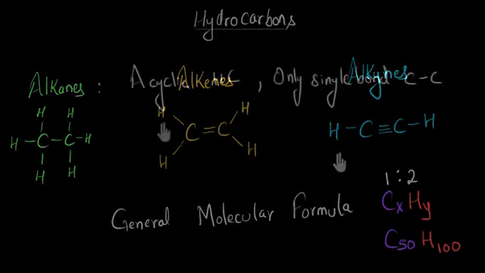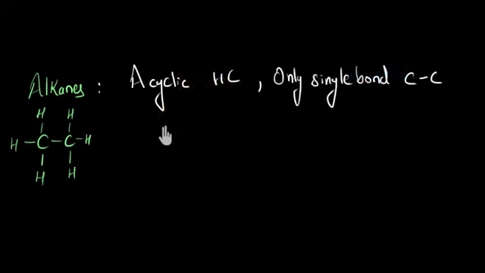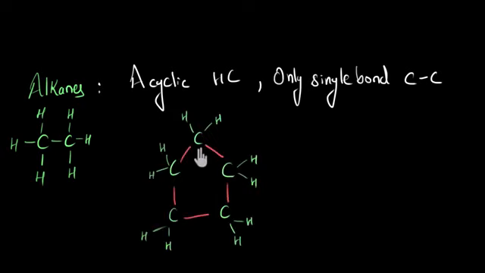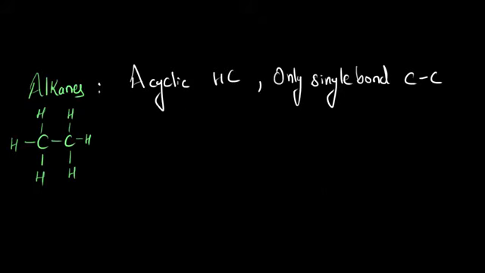Let's begin. Now let's start with the alkane family. By definition, they are acyclic hydrocarbons. Acyclic meaning that the carbon atoms are not arranged in a circular fashion. See, this is a cyclic hydrocarbon. Here the carbon atoms are arranged in a circular manner, right? In alkanes, they won't be. They will be in an open chain structure. And the second part is that they only have single bonds between the carbon atoms. All the carbon atoms will be connected with a single bond. No double or triple bond will be present between them.